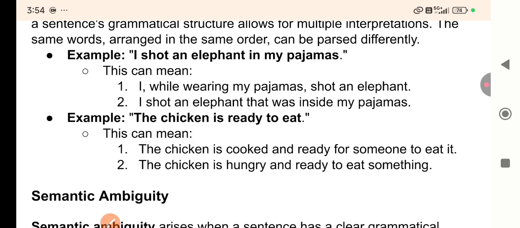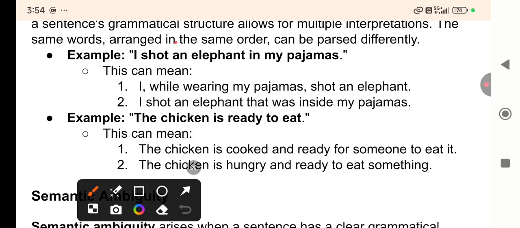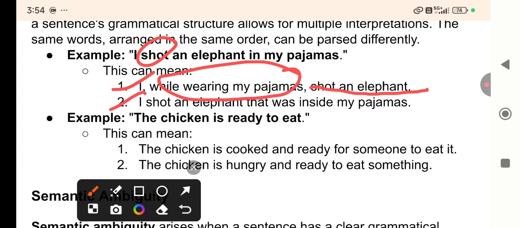First of all, here is an example: I shot an elephant in my pajama. However, I'll give you another example as well. I shot an elephant in my pajama means I, while wearing my pajama, shot an elephant. That is one meaning. The second meaning is I shot an elephant that was inside my pajama. However, this sentence is not a very good example. But yes, technically the sentence is framed properly.